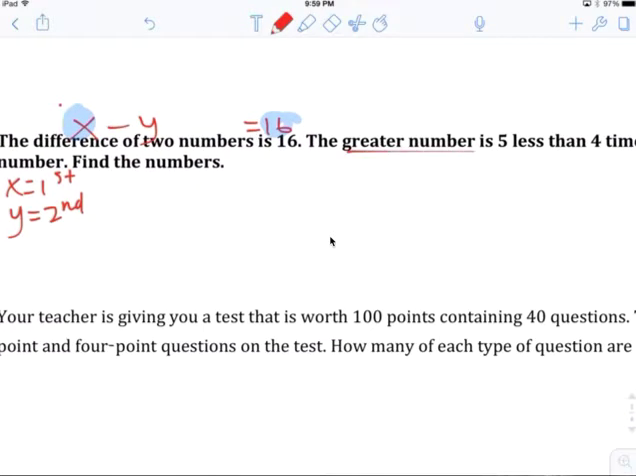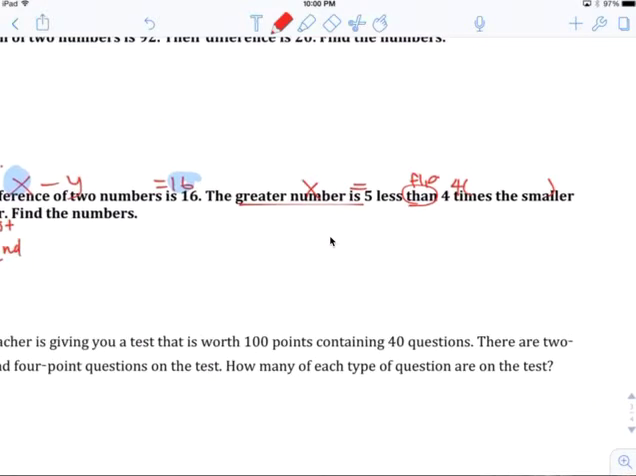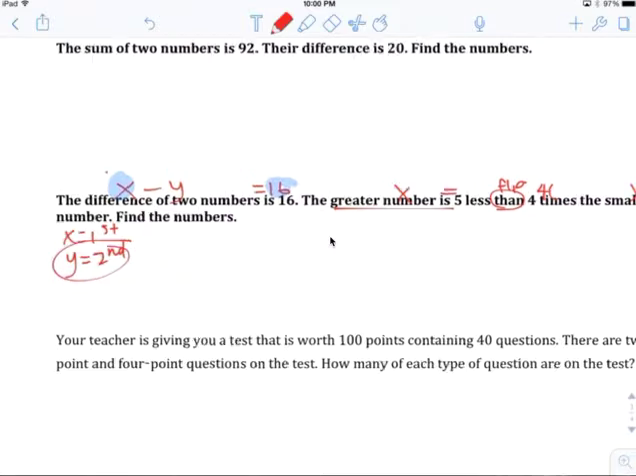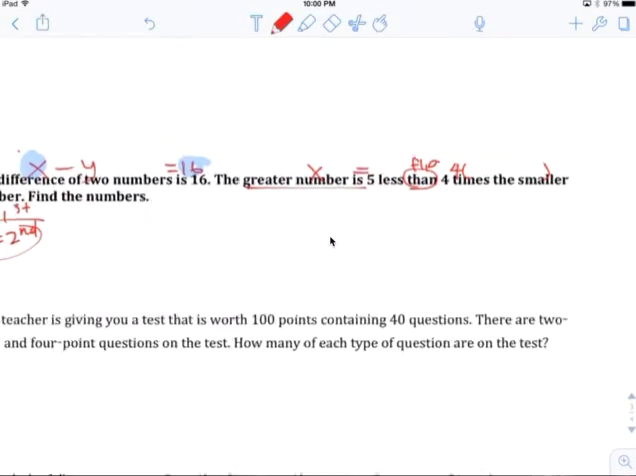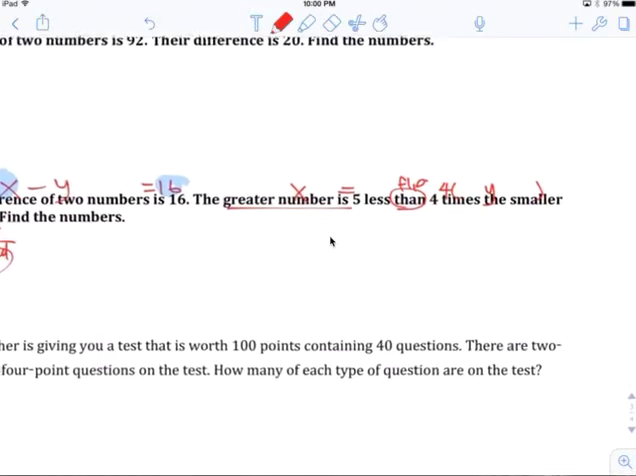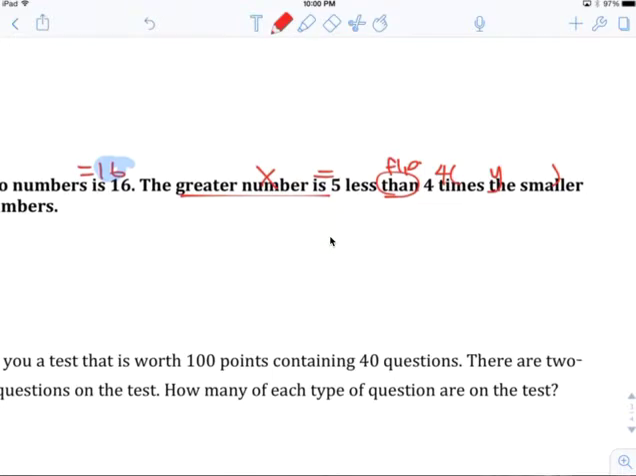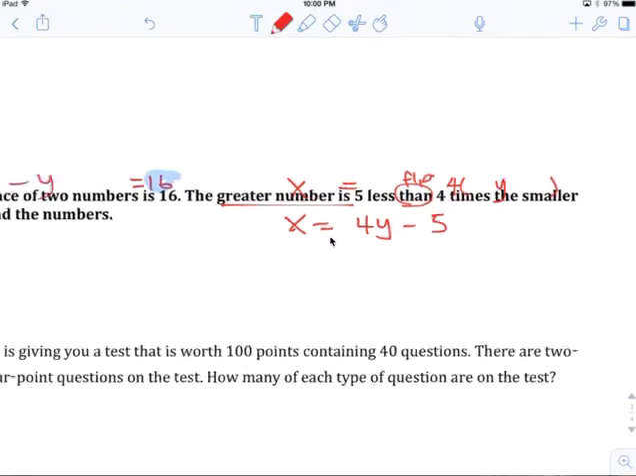So the greater number is x, which is 5 less than 4 times, less than, then flip, 4 times the smaller number. The smaller number is the second number, y. Find the numbers. Okay. x equals 4y minus 5.